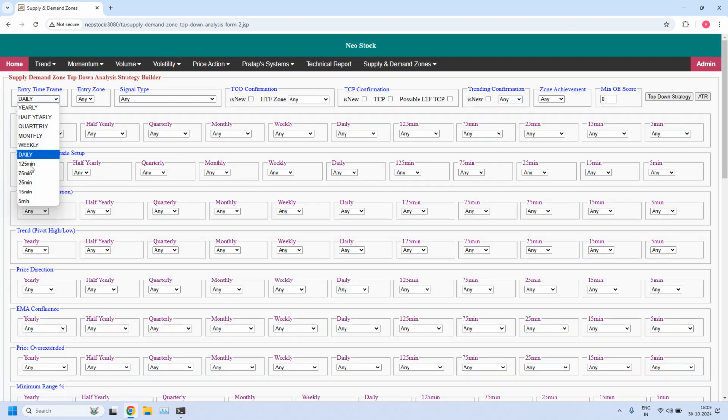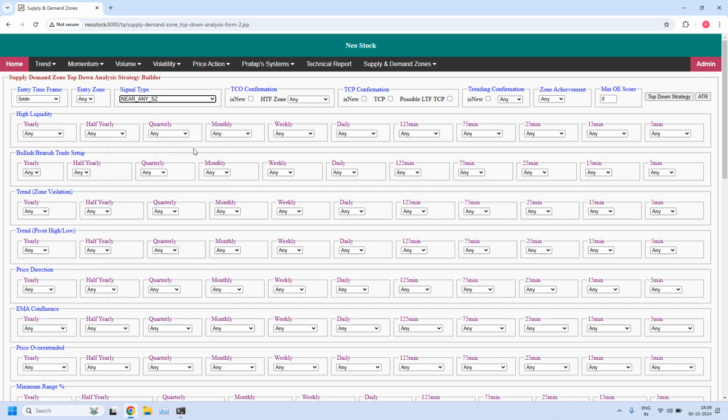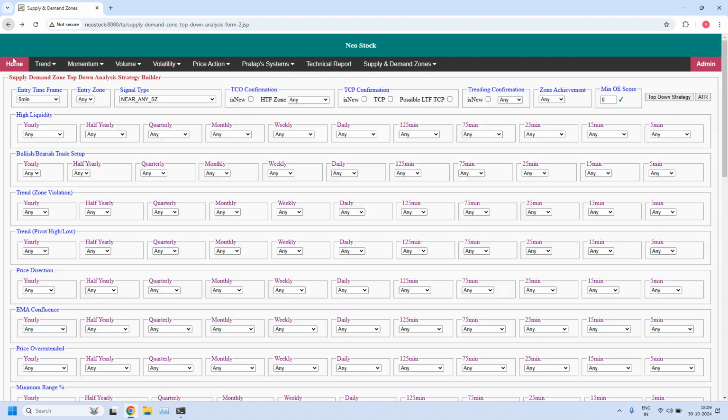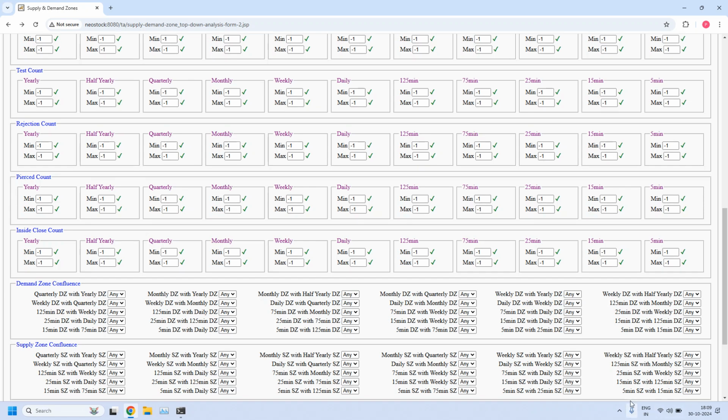Okay, next for 5 minutes time frame, let's find the stocks near 5 minute supply zone. 11 stocks are filtered. So let's verify how many of these stocks are having ITF supply zone confluence. That is 5 minute supply zone with 15 minute supply zone confluence.